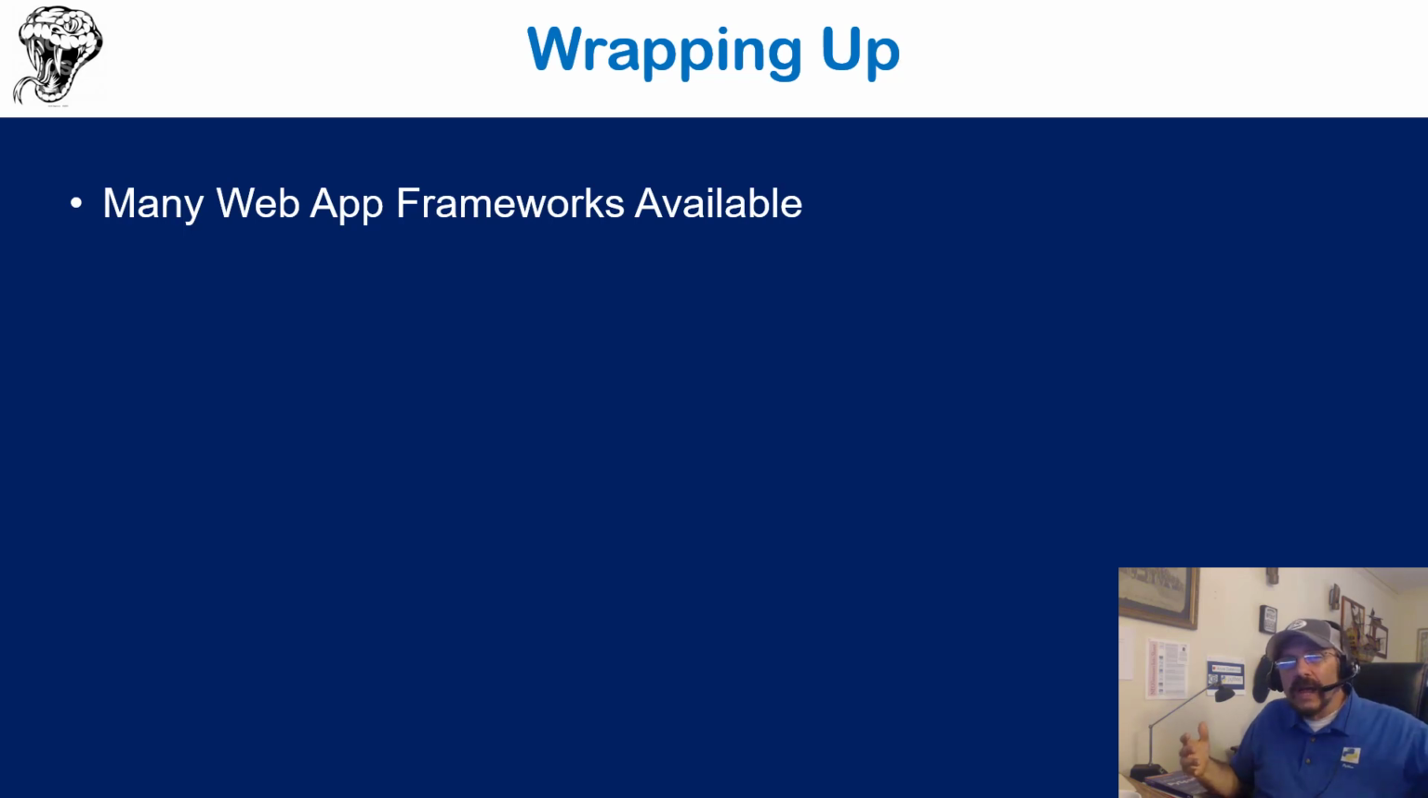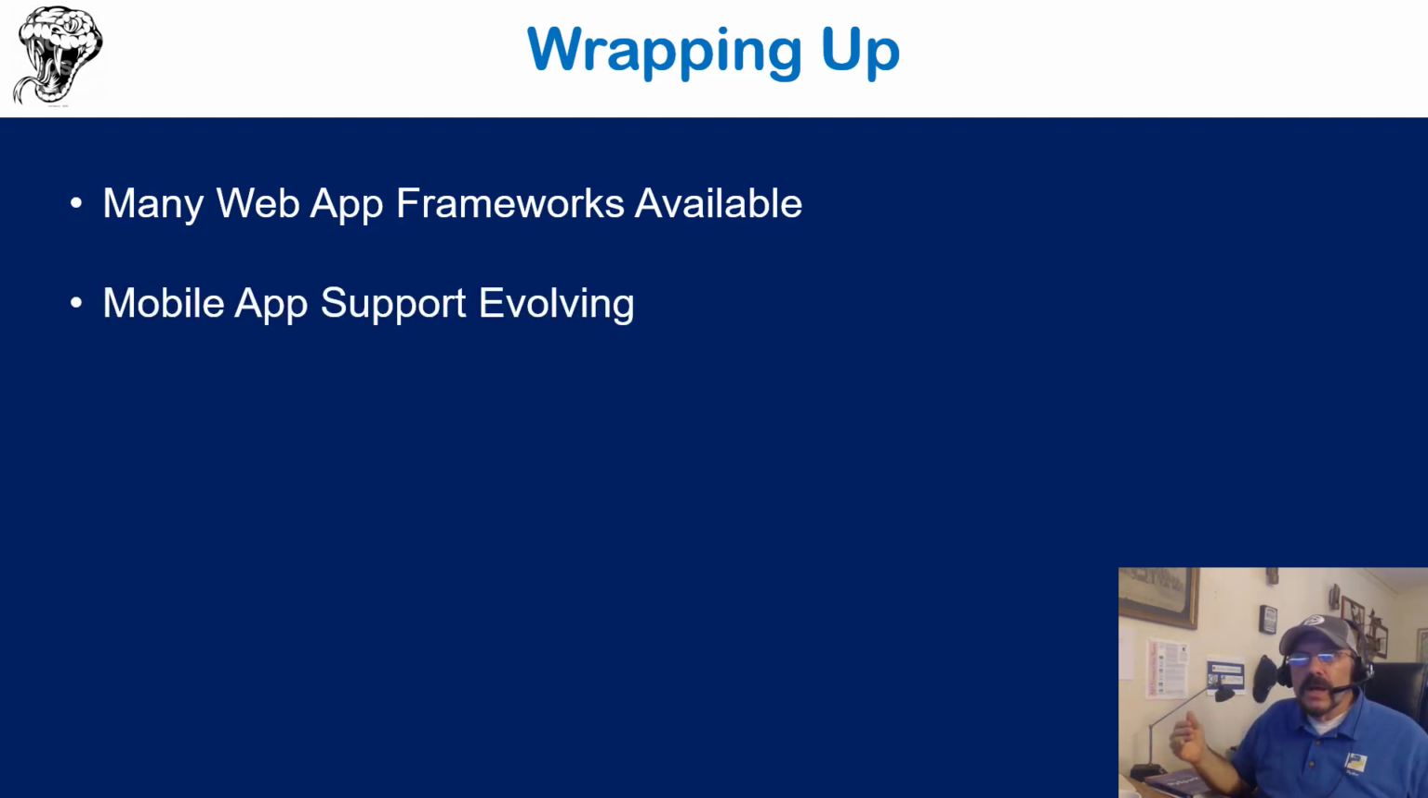There's a high end, everything included, Django, and the other end, less included but a lot more flexibility, Flask, and then everything in between. Mobile app support is evolving. So while Kivy is pretty much it for now, I think Kivy is improving rapidly and it seems to be getting a lot of support. So I think it's going to be a good story in the long run, and it's pretty cool, and it's Python, right?